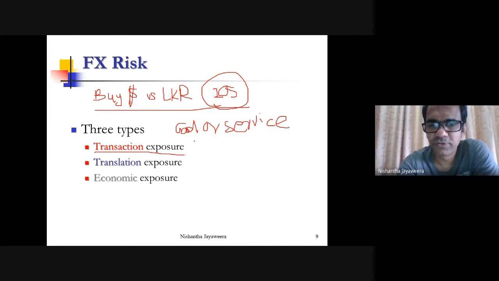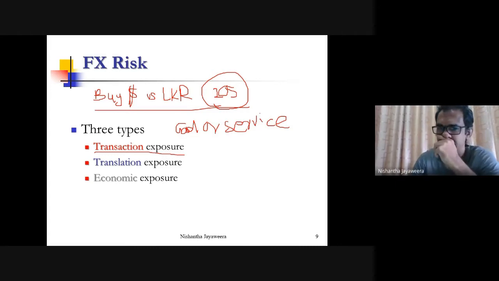You don't know what would be the exchange rate that applies whenever you try to purchase that foreign currency amount, or whenever you try to sell that foreign currency amount, or basically convert into local currency. That gives you a transaction exposure. Because of a transaction that you have in foreign currency, what is the exchange rate risk you have?